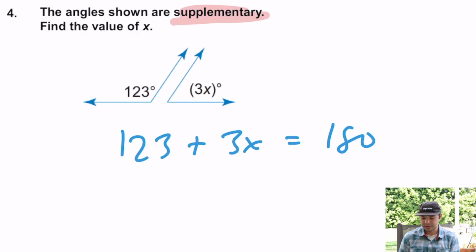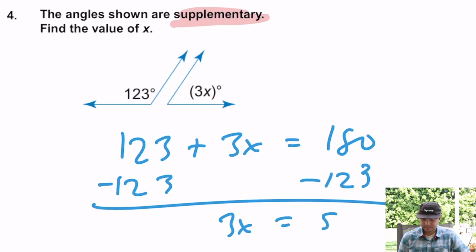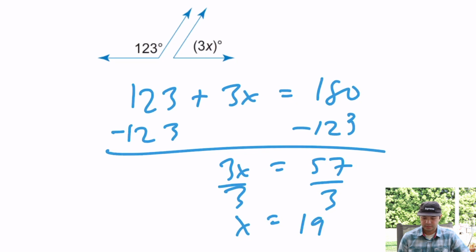This is a two-step equation, so you subtract 123 from both sides. So you have 3x equals 57. And then you divide both sides by 3. And then x will give you 19. So x equals 19 in this case.